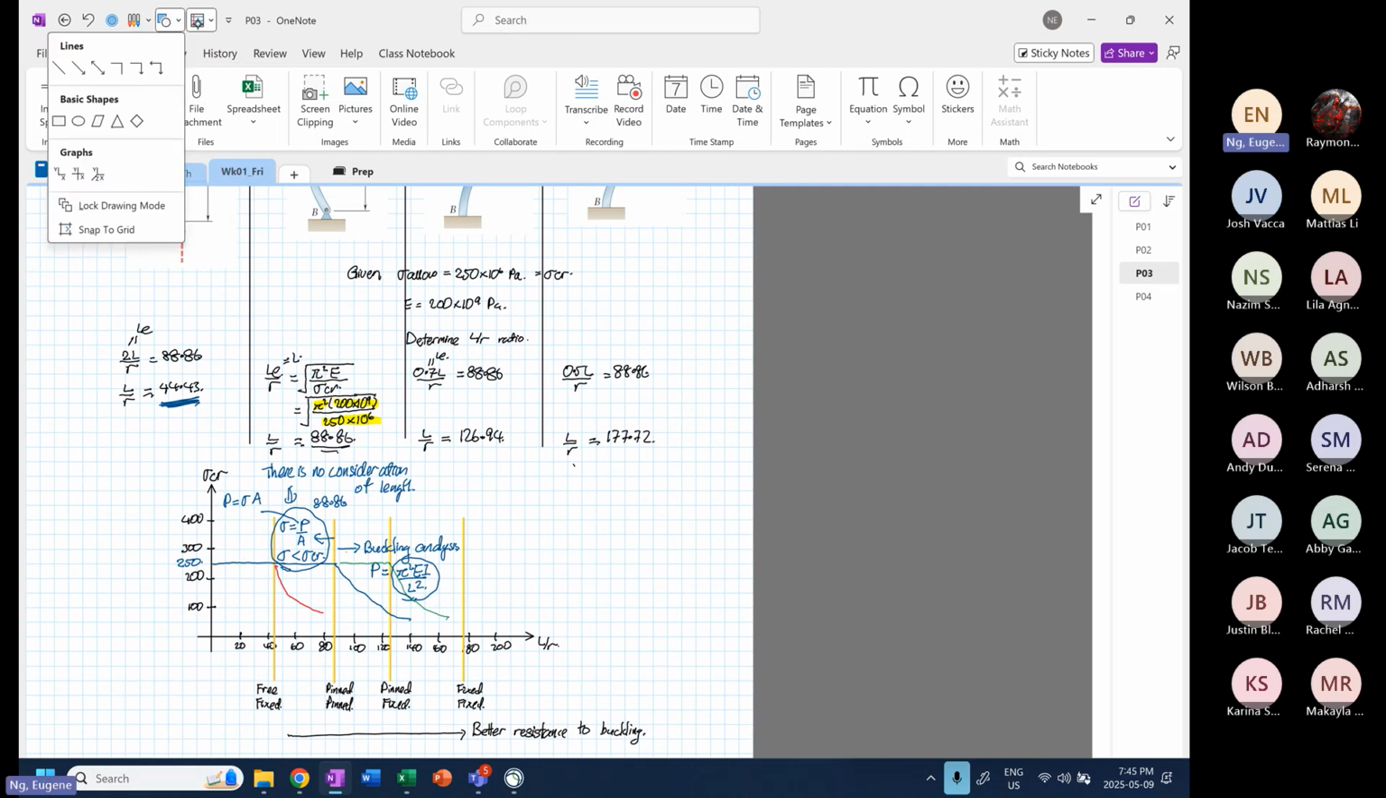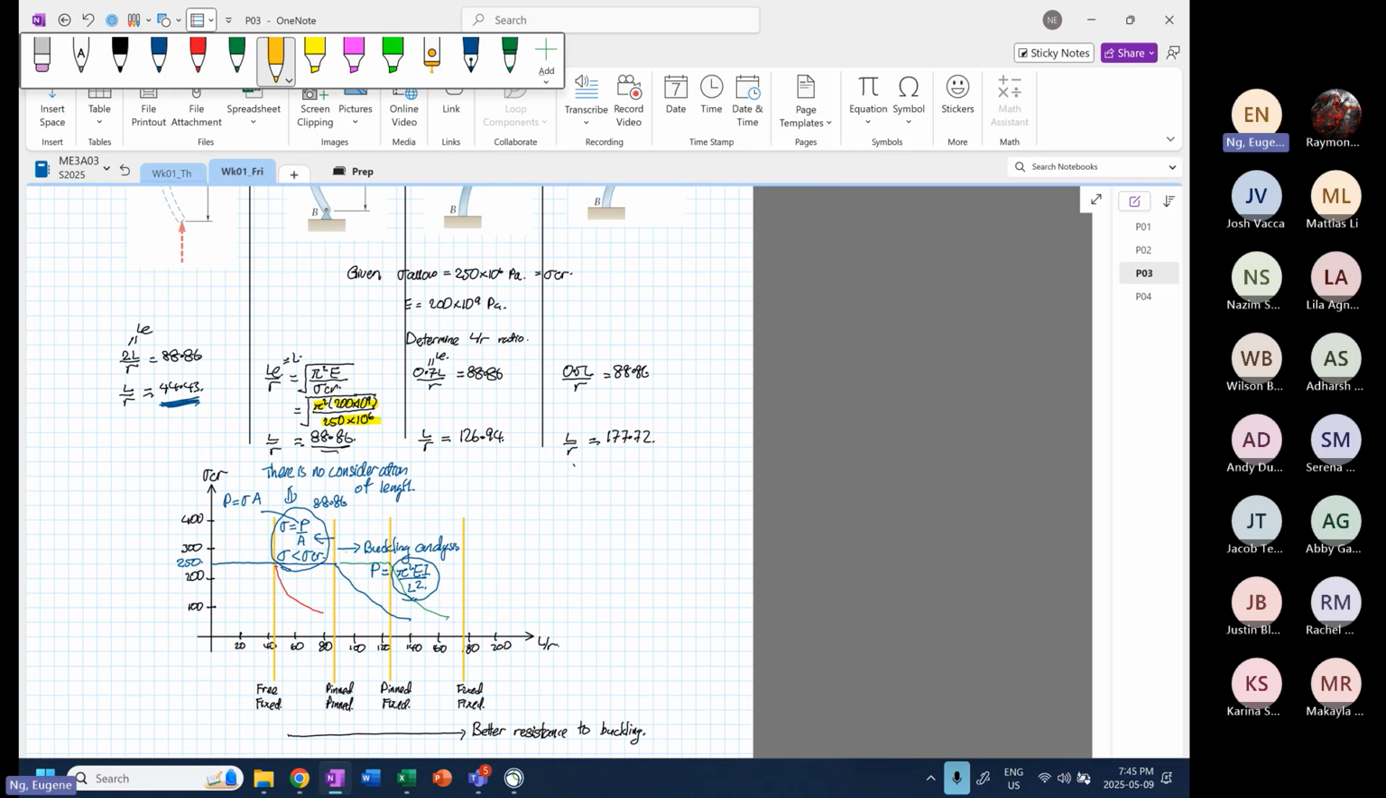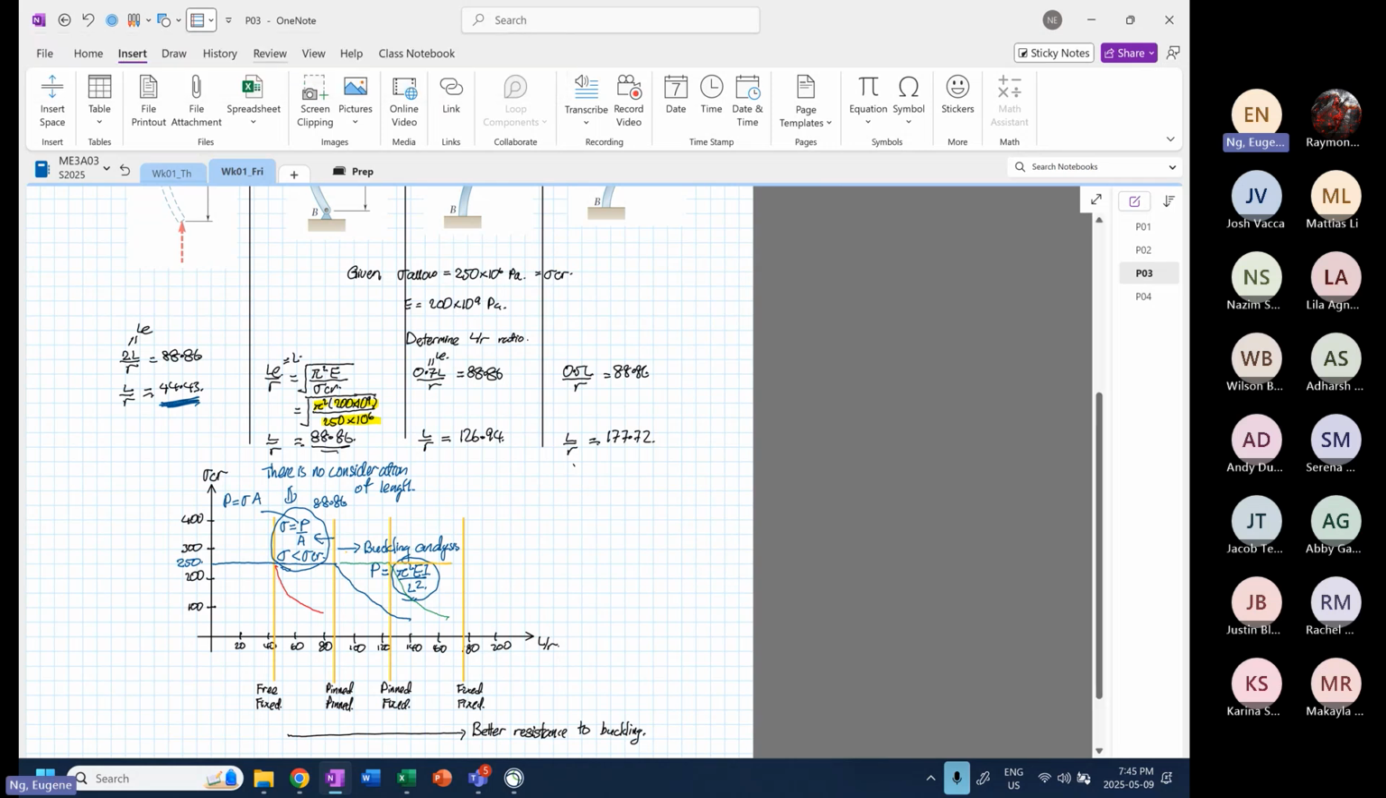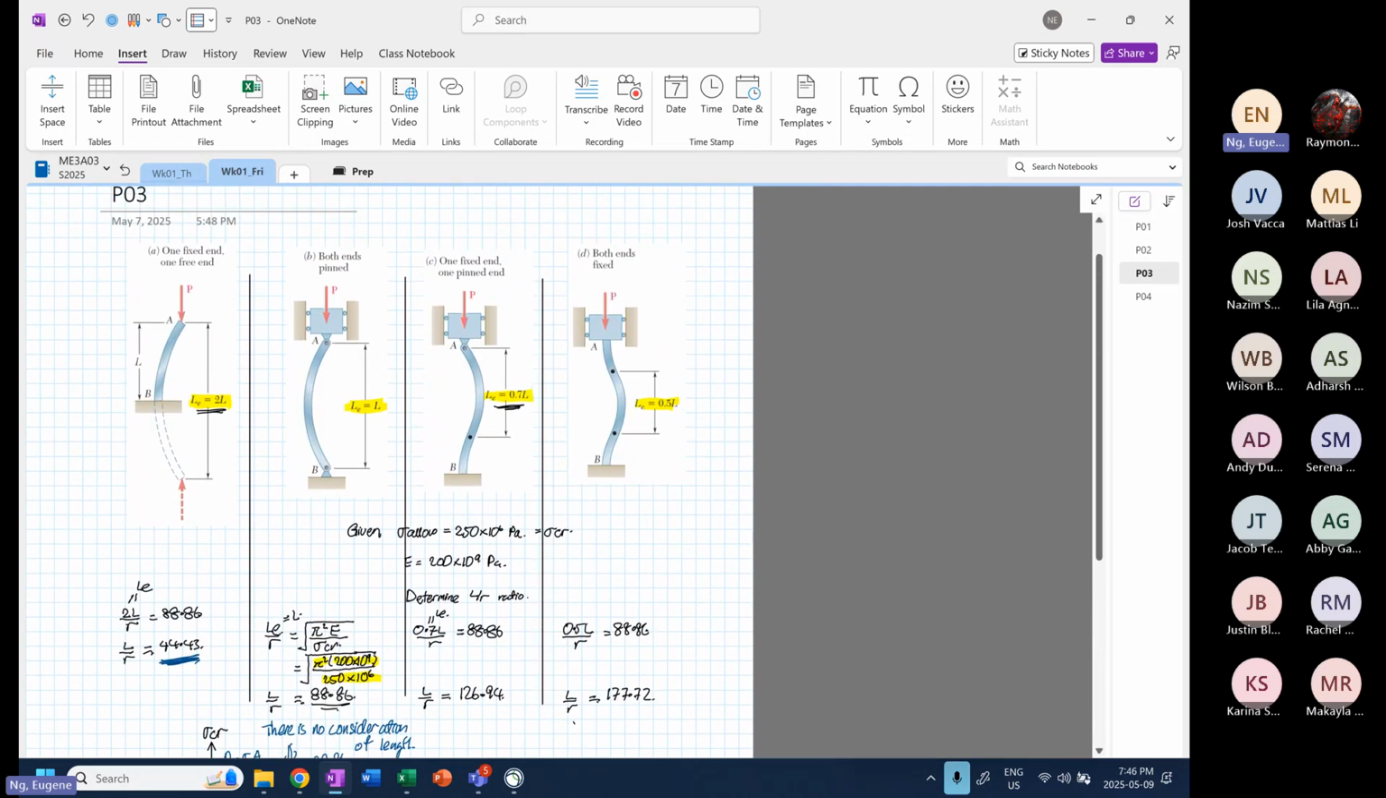And the last one, when both ends are fixed, you can use force divided by area until 177.72, and then you have to carry out buckling analysis. So it's interesting how to design a structure to resist buckling. It's not just the cross-sectional area. I repeat again, it's not just the cross-sectional area. It is also dependent on how both ends are fixed. Very, very important that you get this right.